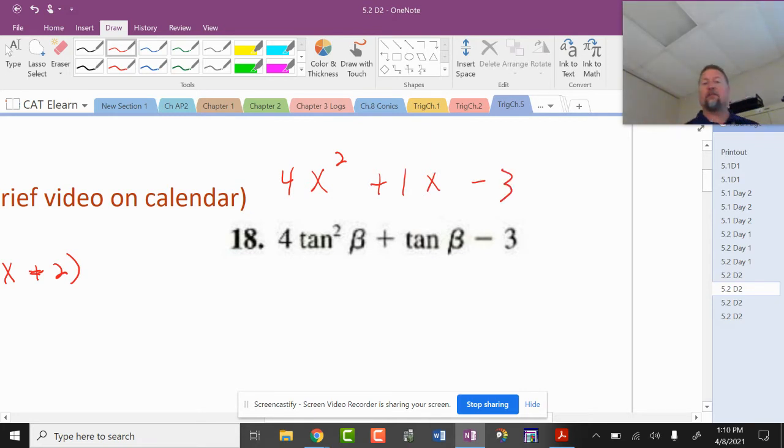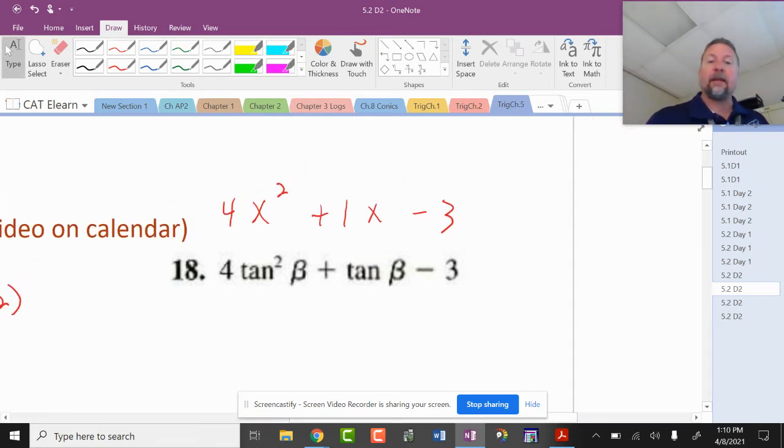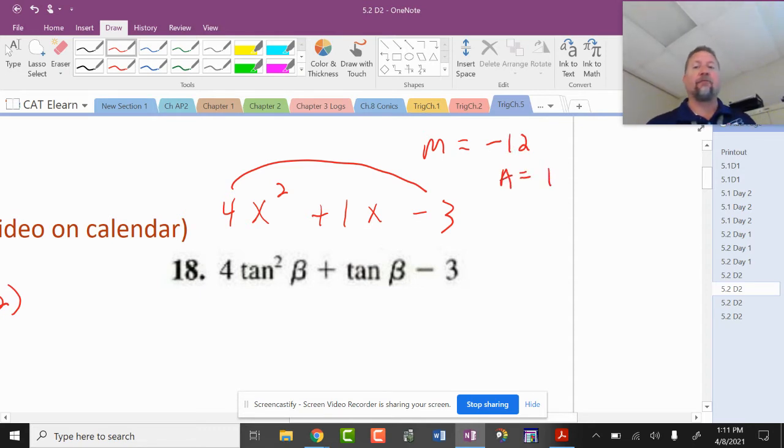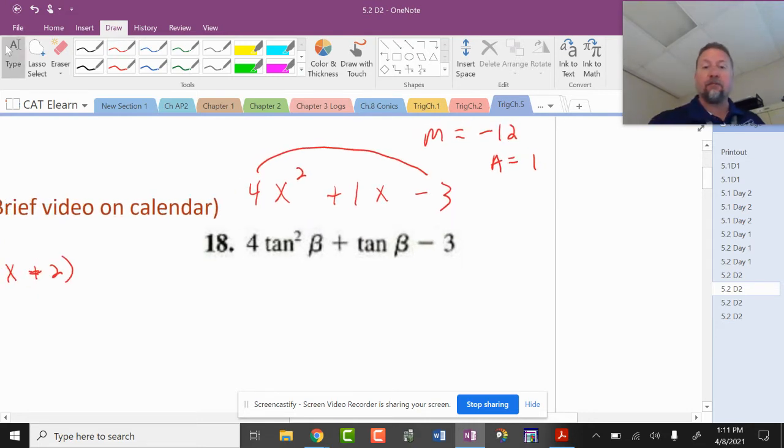Okay, so how did I factor 4x squared plus 1x minus 3? Remember back in the day, that was that MA, where m is not negative 3, m is 4 times negative 3. Now, this is a trick. It really is reversing FOILing. I would hope many of you could just figure out what the parentheses are.